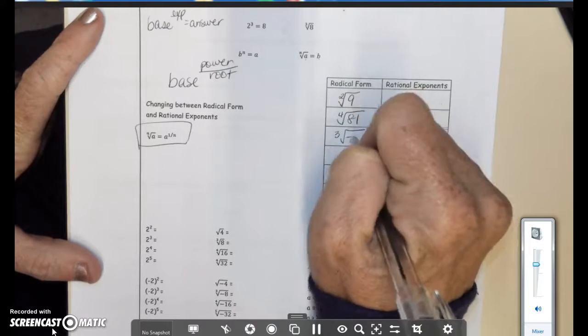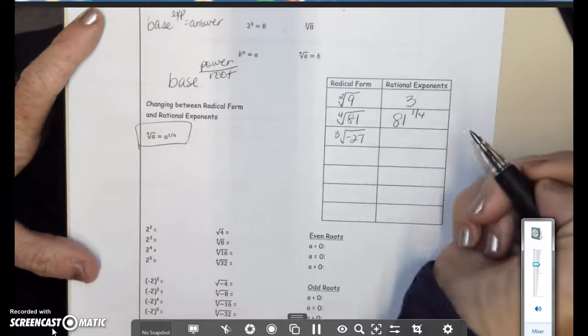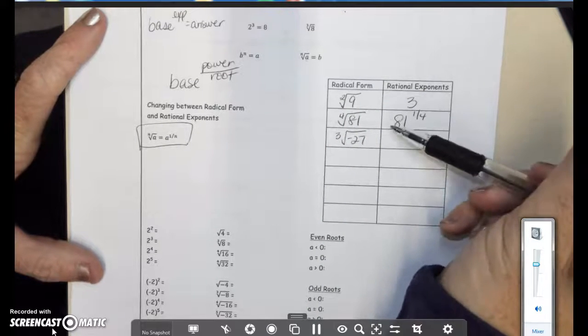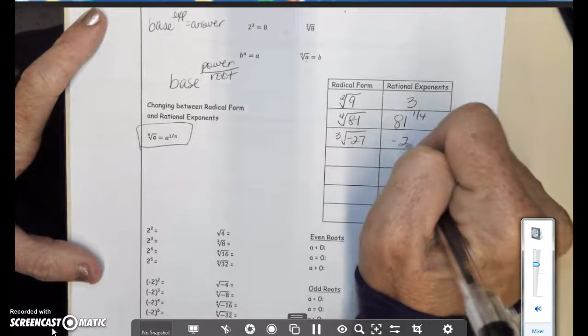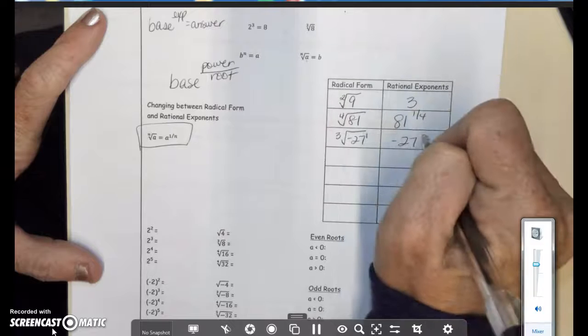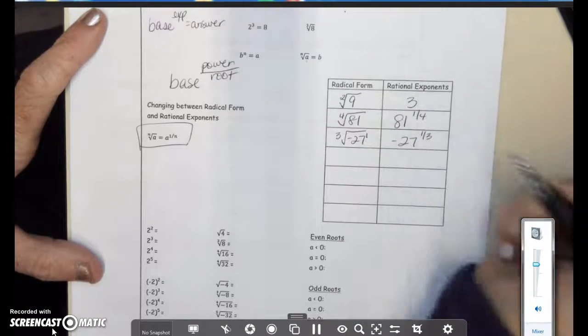Cube root of negative 27. Remember, that means we have 3 numbers that multiply together to make negative 27. But if I write that in radical form, that's negative 27. This is a power of 1, so it's negative 27 to the 1/3.